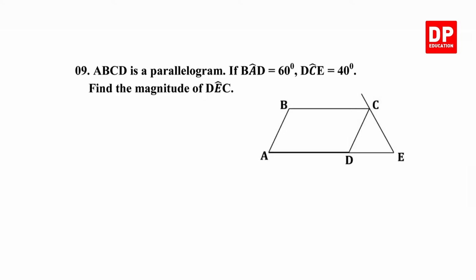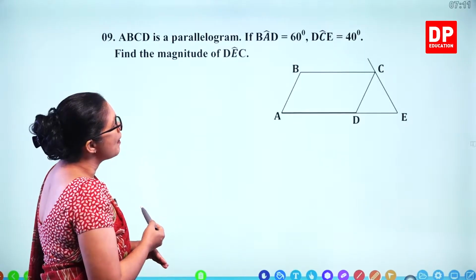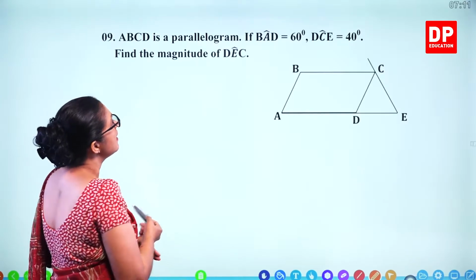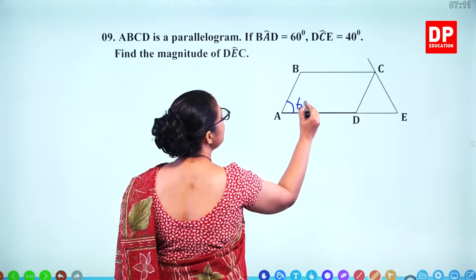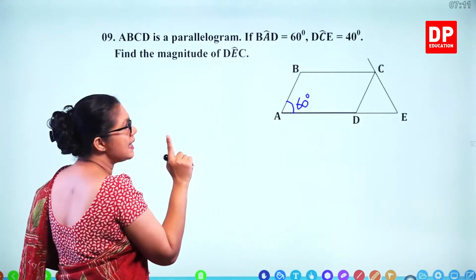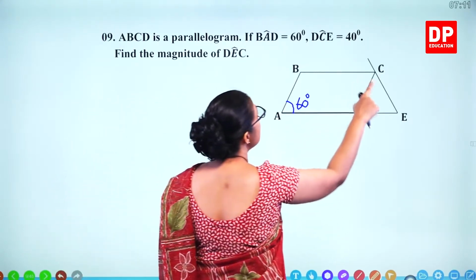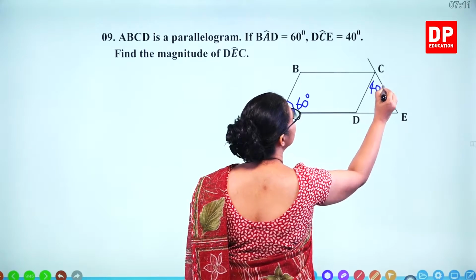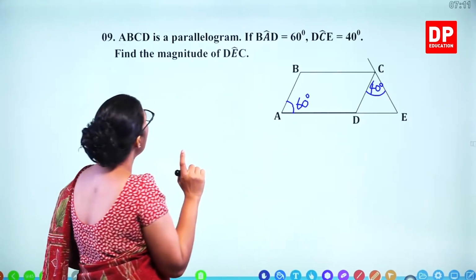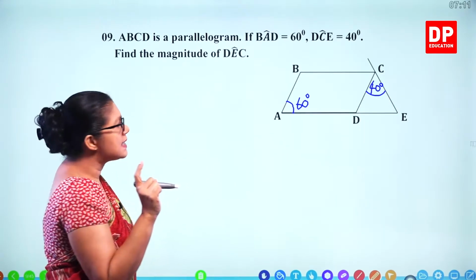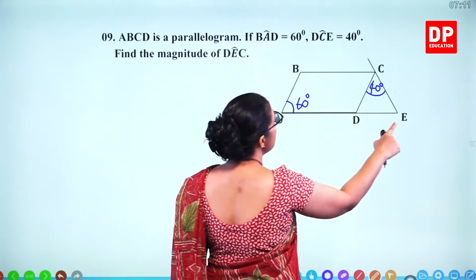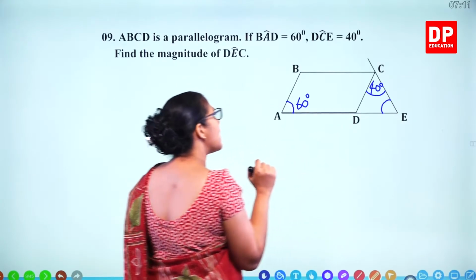Question number 9. ABCD is a parallelogram. Angle BAD is 60. Angle DCE is 40, given. Find the magnitude of angle DEC. DEC, you need to find out this angle.